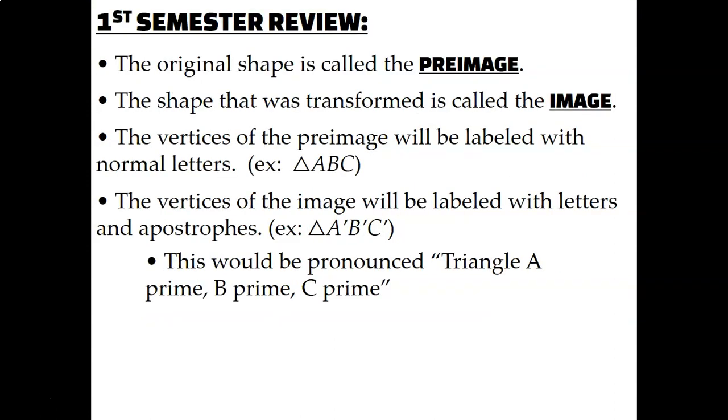Remember that the original shape that you're given is called the pre-image, and then whenever you complete the transformation, that new figure is called the image. The pre-image is labeled with just normal letters, so like triangle ABC. But after you've completed your transformation, you put apostrophes on each letter to represent that it's the vertices of the image. And those apostrophes are pronounced prime. So that would be triangle A prime, B prime, C prime. And yes, you do have to put a prime on every single letter.